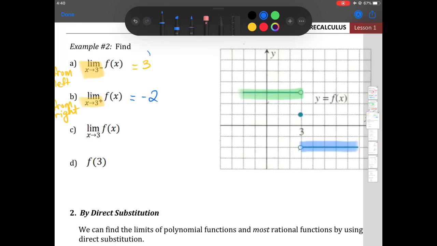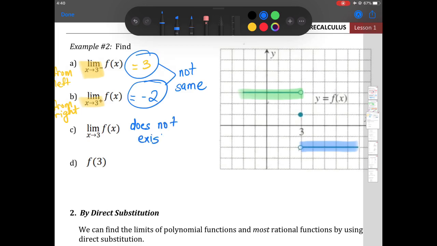Right? Now look at this, the left and the right. Is the left hand limit the same as the right? No, not the same. So let's write that down. You don't have to write it all the time, but I'm going to write it for now. Not the same. Therefore, what do we say? The limit does not exist. Or you can even write DNE. Either is absolutely fine, though you'll see me use DNE most of the time.